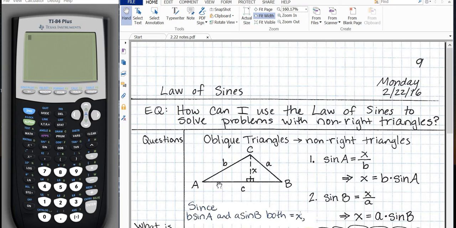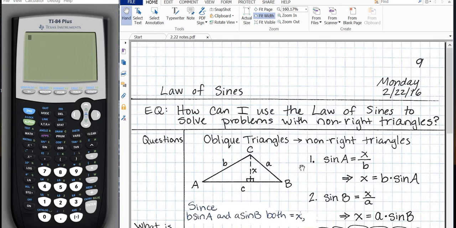The side lengths are also labeled with respect to the angles, and so if you look at the side that's directly across from angle A, that side is named A. The side across from angle B is named lowercase b, and the side across from angle C is labeled lowercase c.